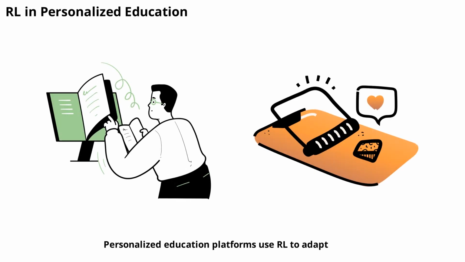Personalized education platforms use RL to adapt learning materials and strategies to individual students. By treating each lesson as an action and student performance as feedback, RL agents can tailor instruction to maximize learning outcomes. This approach helps students learn more effectively and keeps them engaged.